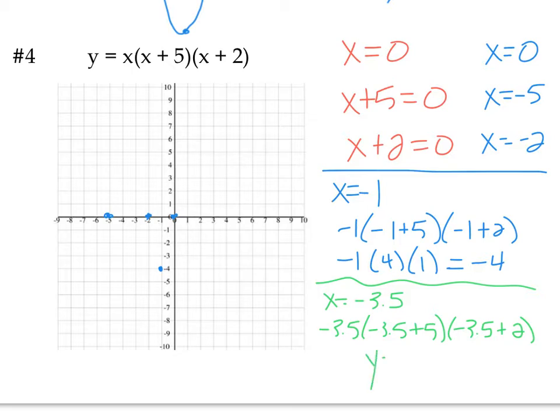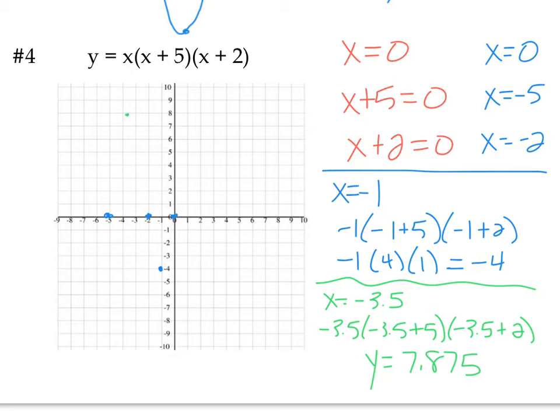So the y would equal 7.875. So just a little below 8. So when we go to graph that, it would be just a little below 8, maybe right in there, okay? And then I can draw in my graph, okay?